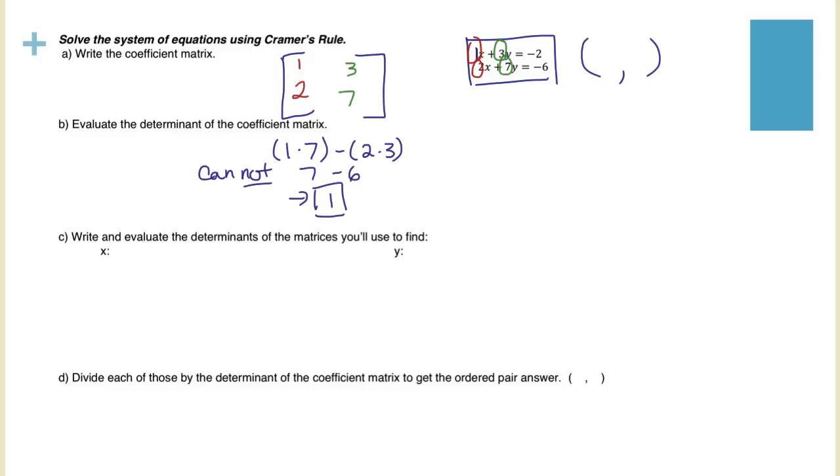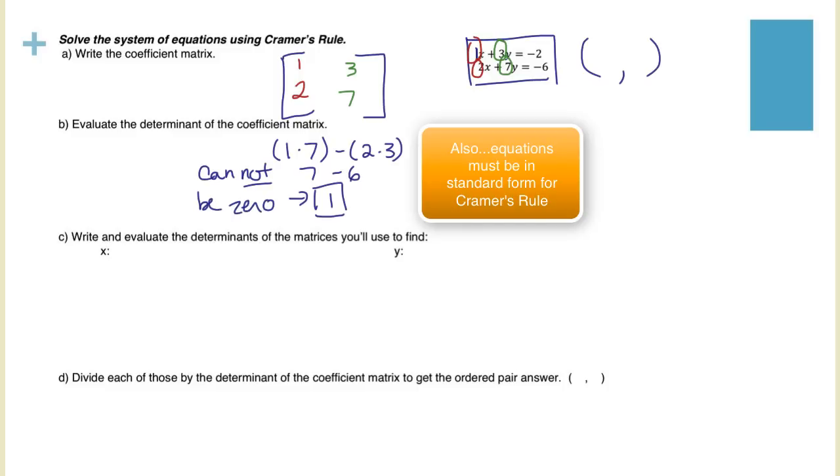If it's 0, you can't use Cramer's rule. You're going to have either infinitely many or no solution, and there's no way to tell with Cramer's rule. So you can only do Cramer's rule when the determinant of the coefficient matrix is not 0.